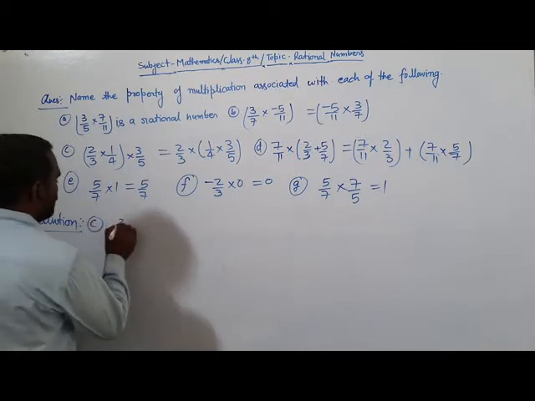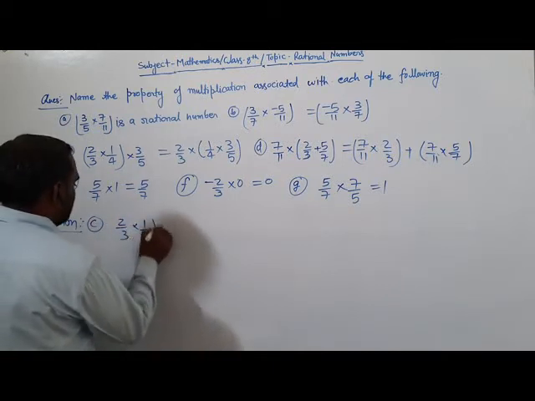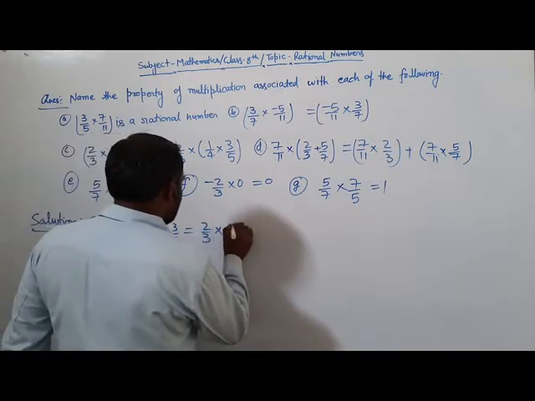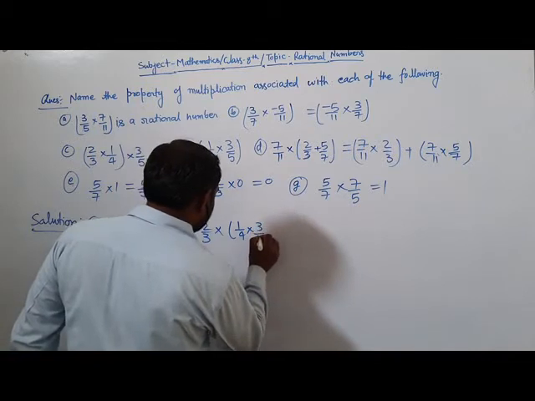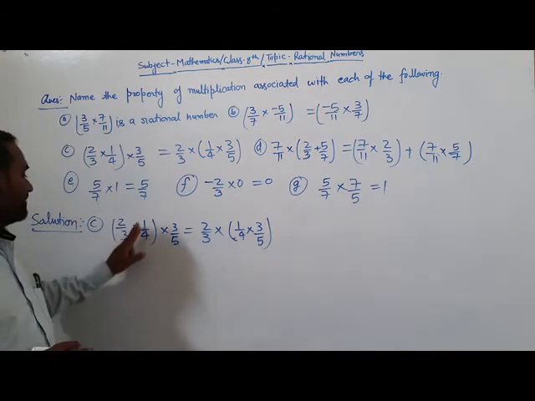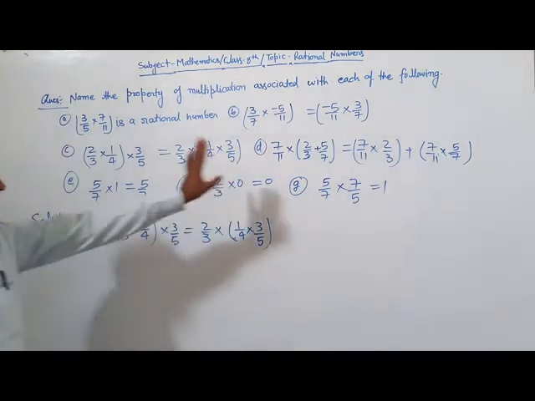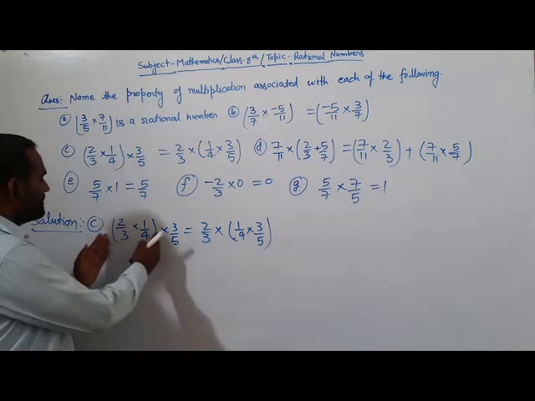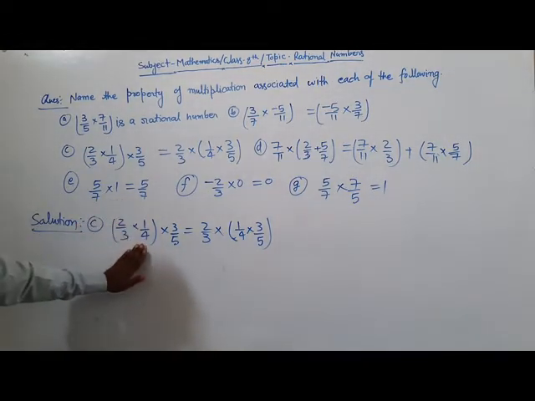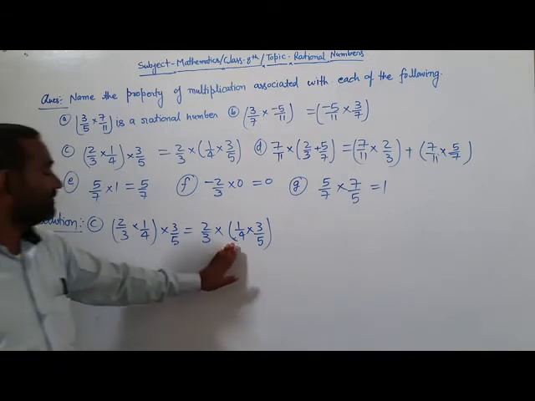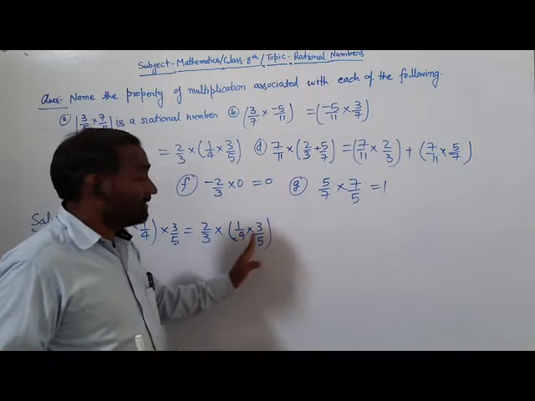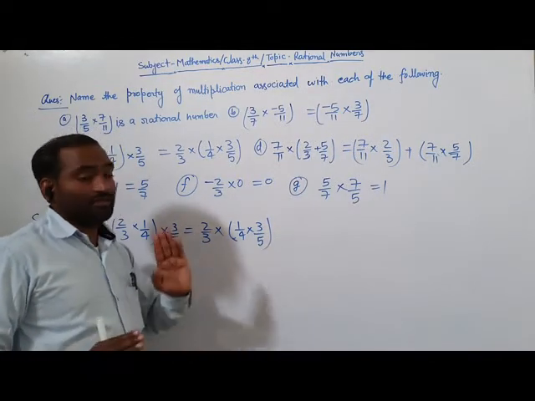C: 2 by 3 into 1 by 4 into 3 by 5 is equal to 2 by 3 into 1 by 4 into 3 by 5, with different grouping. Here we have the first, second and third rational numbers. On the left-hand side, the first and second rational numbers are multiplied in a group under a bracket. But on the right-hand side, the second and third rational numbers are in a group. This is the product of the second and third rational numbers.